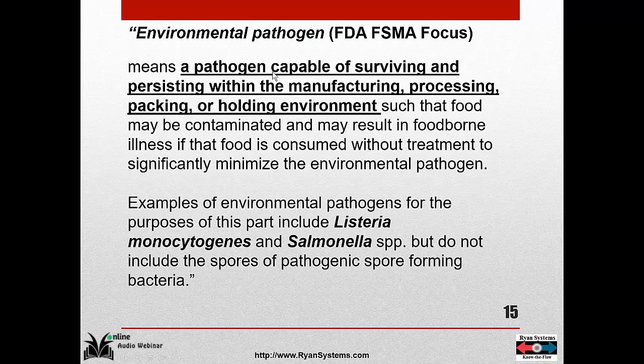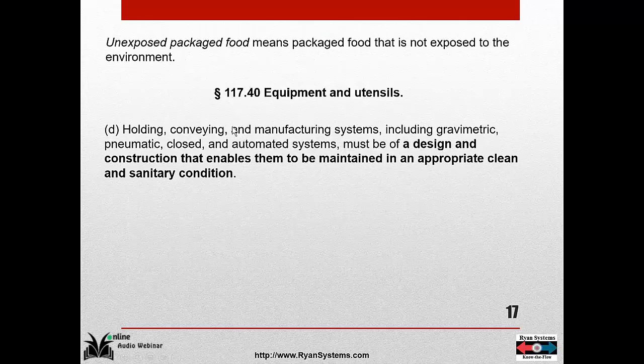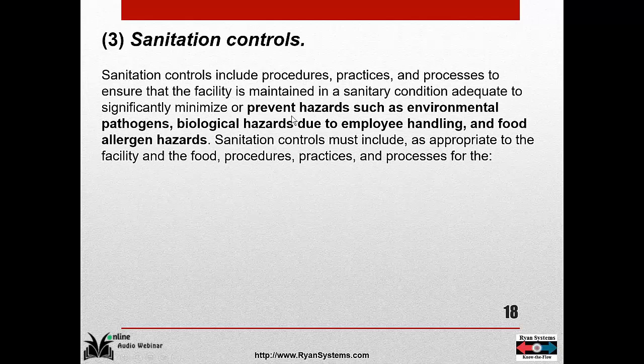Okay, what's an environmental pathogen? This is what we're after: a pathogen capable of surviving and persisting within whatever environment we're in. According to the rules, 117.4, environments for holding, conveying, and manufacturing must be of a design and construction that enables them to be maintained in appropriate clean and sanitary conditions. Of course, sanitation controls that prevent hazards such as pathogens and biological hazards, employee handling, and food allergen hazards. This is an environmental control.